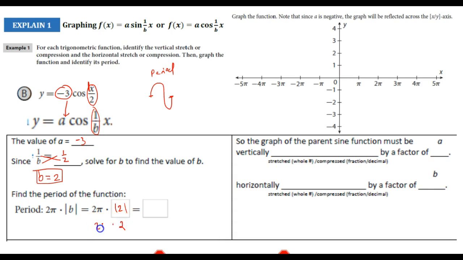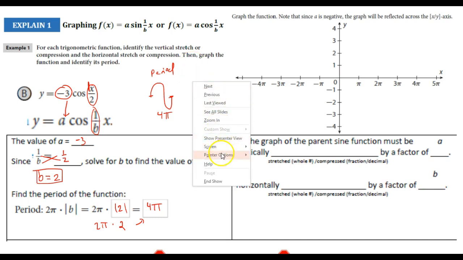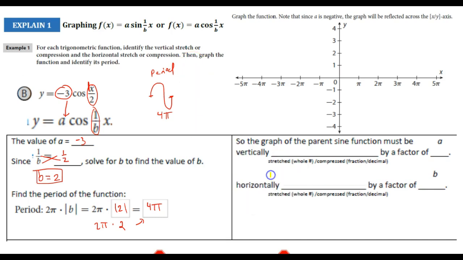2, right? And what's 2 pi times 2? 4 pi. So our period value is actually going to be a little bit longer. It's going to go from here to about there. I'm going to highlight that in yellow so we can see if our prediction's correct or not. So it's going to take about this much time for it to finish a wave.